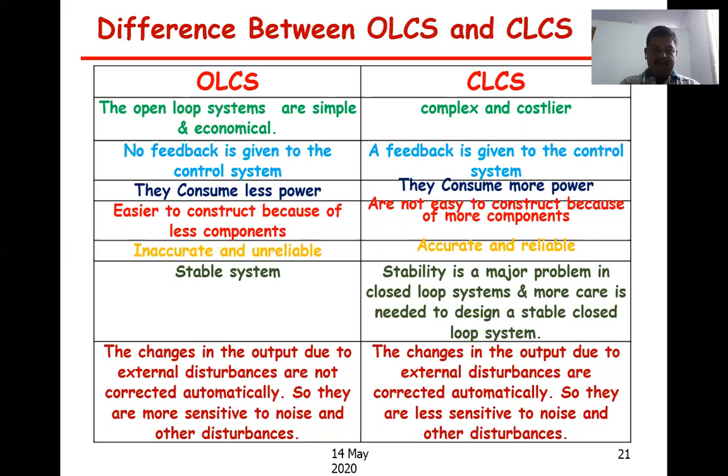In an open loop control system, if there is any external disturbance, the output changes and it is not corrected automatically. So it is more sensitive. If you give a small disturbance, it will produce more noise and more disturbance. But in a closed loop control system, any external disturbance may be corrected automatically, so it is less sensitive to noise and other disturbances.